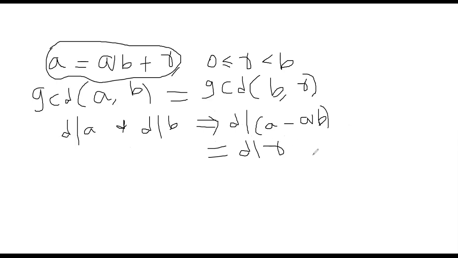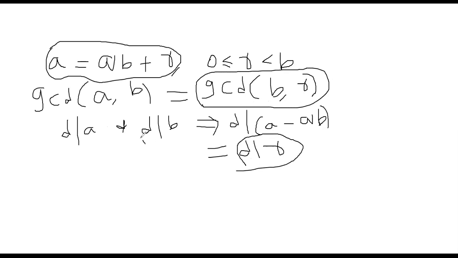So what we learned is that, given GCD of A and B, which is D, let's assume D is the GCD of A and B, D divides R also. Now look at the right hand side. The right hand side says GCD of B comma R. We also have a nice property here now. D is dividing R. We also learned D is dividing B. The only thing left to prove is that there doesn't exist a number greater than D that will divide both B and R. That's the only thing we need to prove.